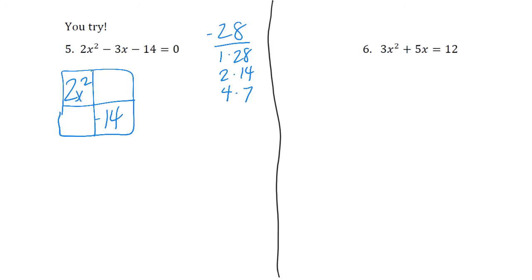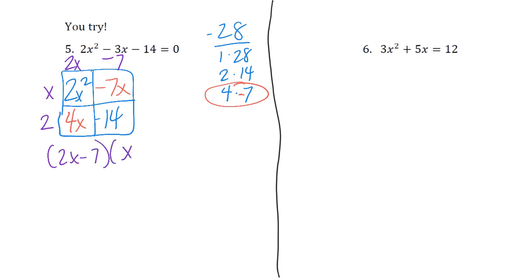So if it's negative 28, that means one of them needs to be negative, one of them needs to be positive, and we need negative 3. So that means we're going to use 4 and 7, and it's going to be a negative 7 and a positive 4. So negative 7x, positive 4x. So then I want to look for what is in common between each row and column. So 2x squared and 4x, I get 2x. Negative 7x and negative 14, I get a negative 7. 2x squared and negative 7x, I get just an x. 4x and negative 14, I get a 2. So then I am left with 2x minus 7 and x plus 2 equals 0.